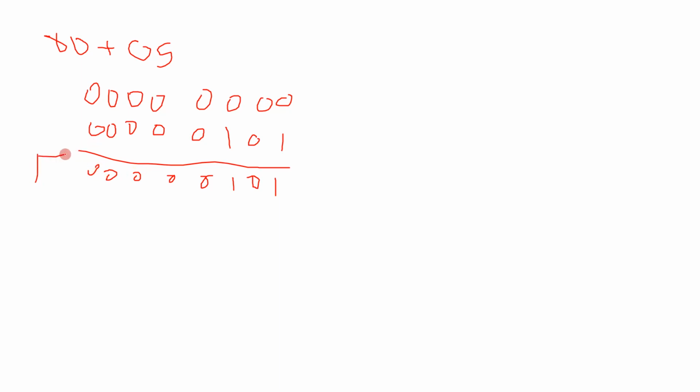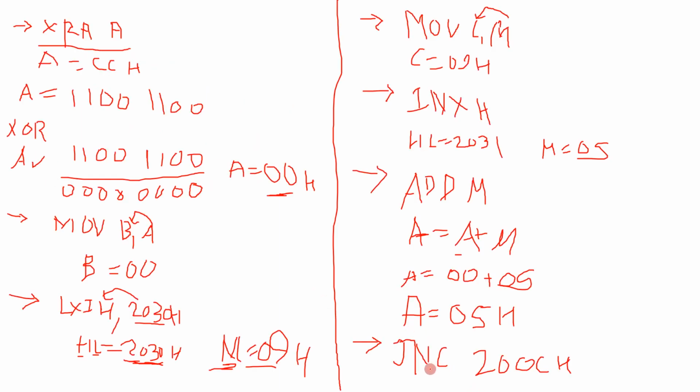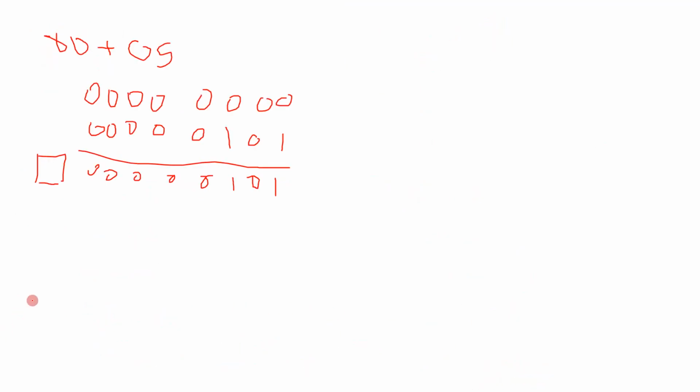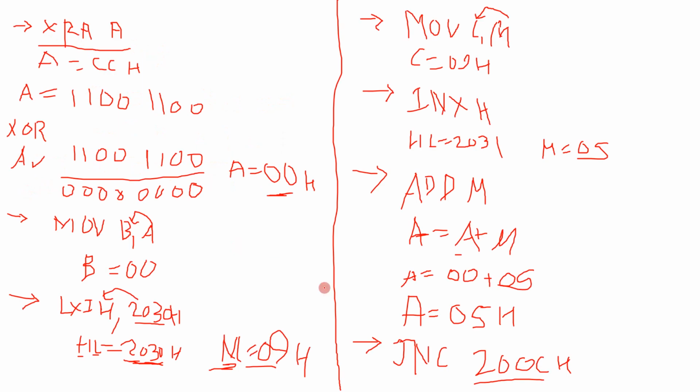Is there any carry after performing the addition? No. So the condition is jump on not carry. When carry is not there, then jump to location 200C. There is no carry, so the condition is satisfied. So jump on not carry, when carry is not there, jump to location 200C.